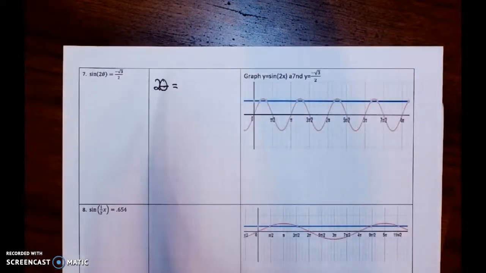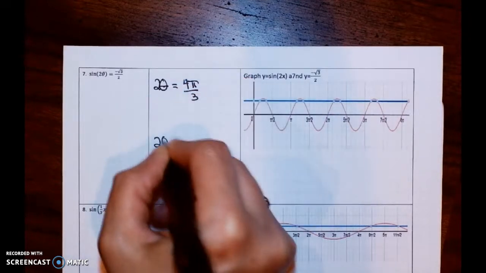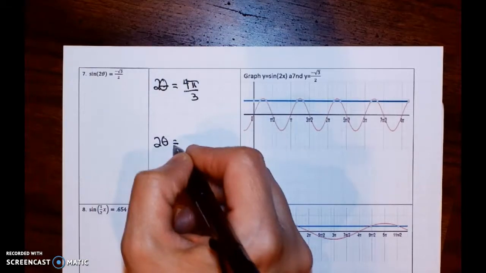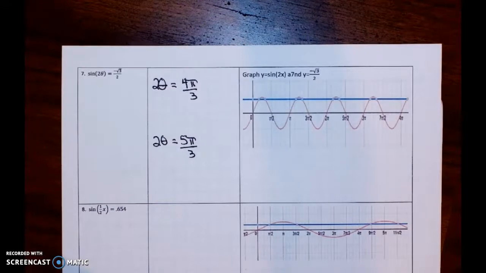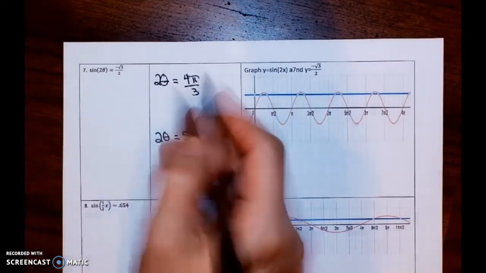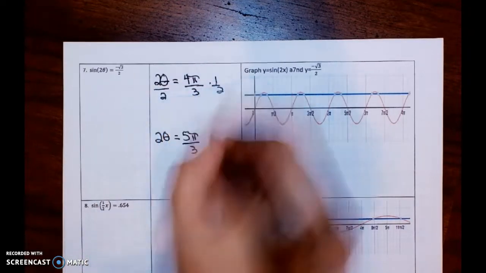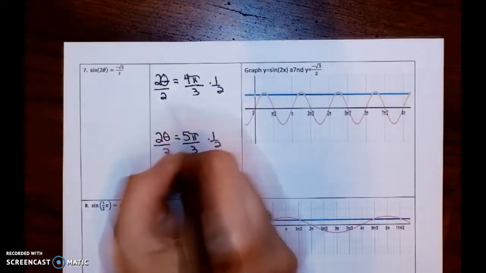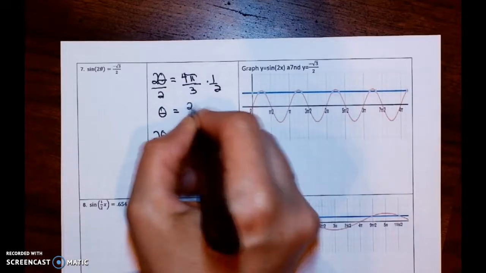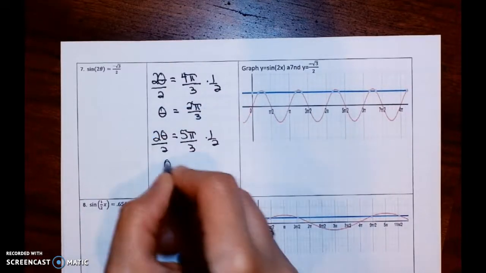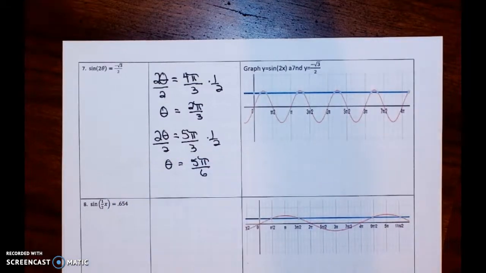So let's list those down. We've got 2 theta equals 4 pi over 3 and 2 theta equals 5 pi over 3. Notice we don't have just a theta, we have a 2 theta, so we need to get rid of that 2. We can divide by 2, which is the same thing as multiplying by 1/2. We end up with theta equals, when I reduce this, 2 pi over 3, and over here I get 5 pi over 6.